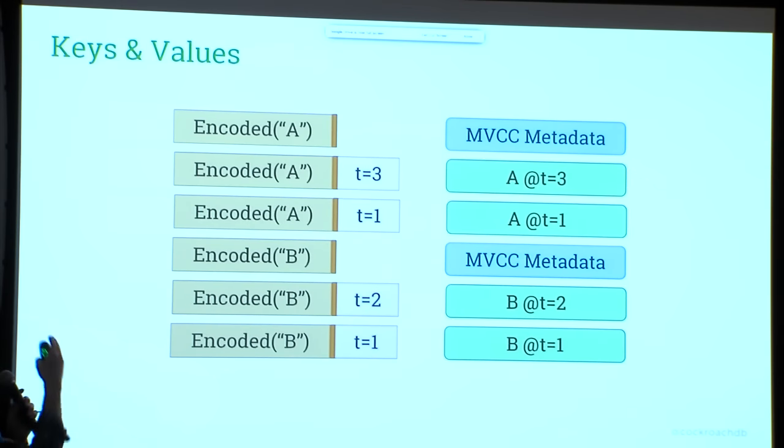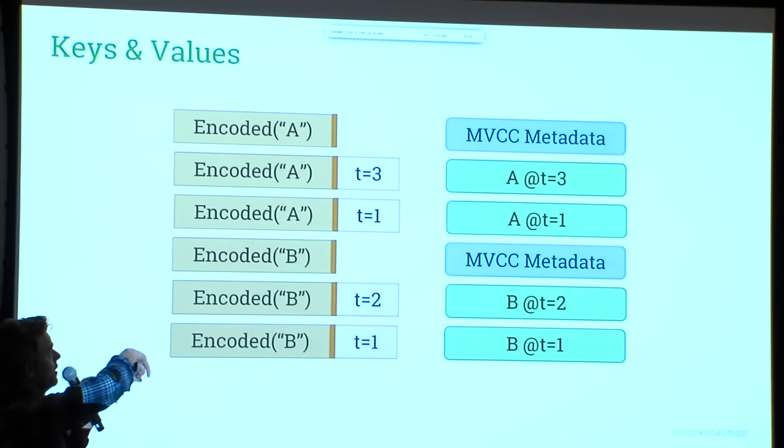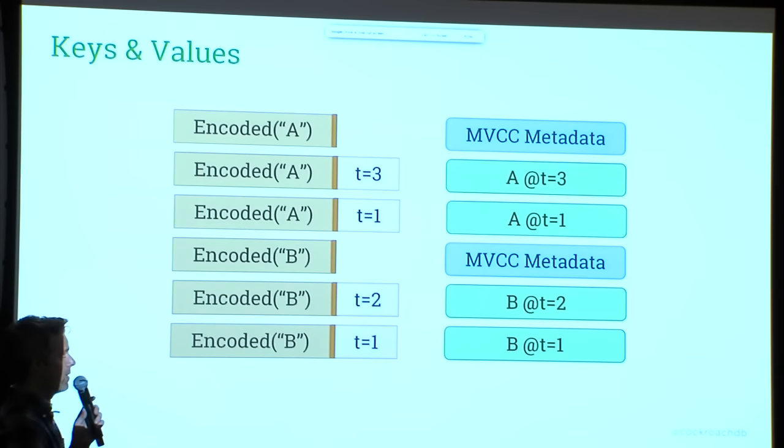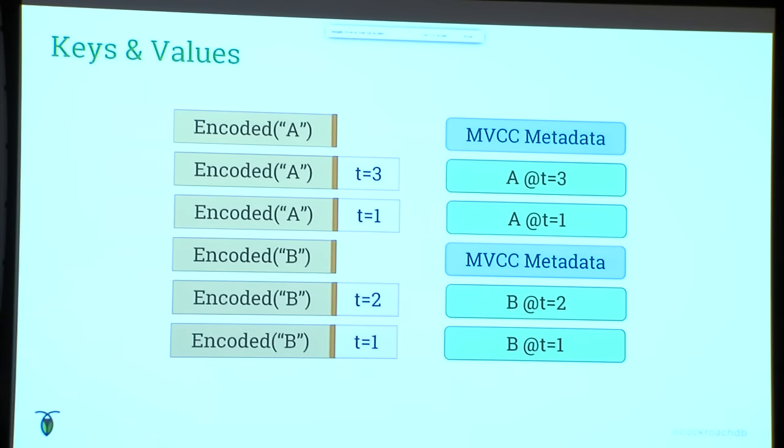So in this case, we have 2 keys, and each key has 2 different versions. What we have is the encoded key with no timestamp, and we have this MVCC metadata that's stored up there. So the MVCC metadata in Cockroach, we actually store things like whether there's a provisional write intent. This is an uncommitted bit of transactional write. There'll be a pointer to the transaction record that caused that. There's also things like deletion tombstones.